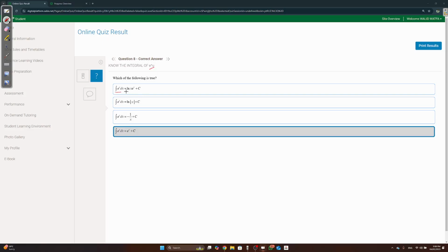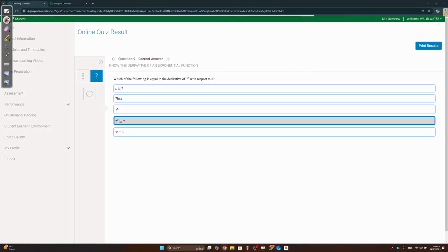Is the integral of e to the power of x ln? No. This one also no. The integral of 1 over x is ln x, remember? The integral of e to the x is minus 1 over x? No. The integral of e to the x is just e to the x plus c. Yes.